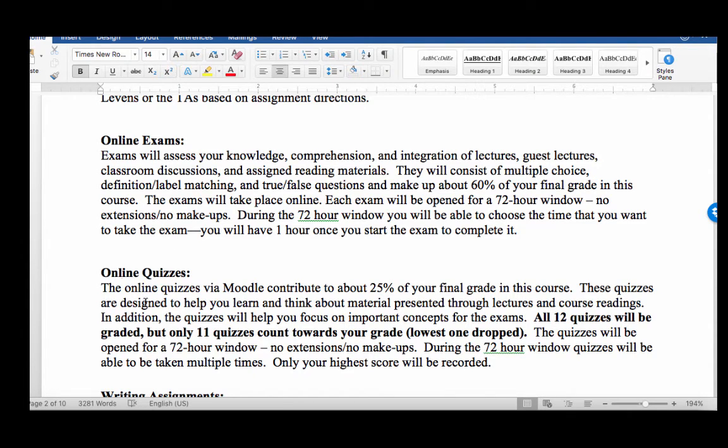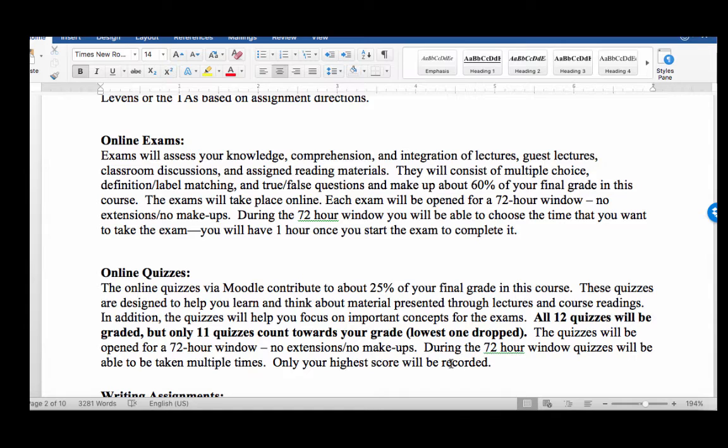We have our online quizzes. These contribute about 25% of your final grade. The quizzes are designed to help you learn and think about the material presented in the lectures and the course readings. The quizzes also help you focus on important concepts for the exams. So there are 12 quizzes. They will all be graded, but only 11 quizzes will count towards your grade, so the lowest quiz will be dropped. The quizzes are also open for a 72-hour window, no extensions, no makeups. You can take the quizzes multiple times, but only your highest score will be recorded.